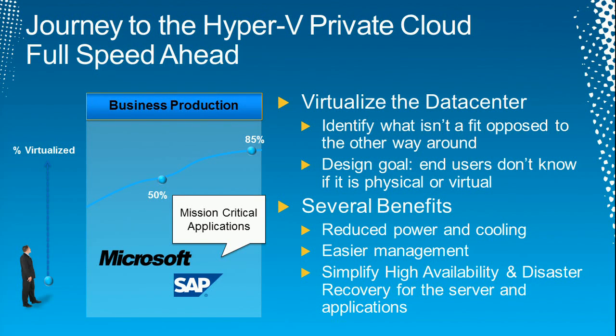And I'm starting to get more aggressive about virtualizing. I'm able to identify what's a fit as opposed to the other way around, right? Instead of trying to find low-hanging fruit, I'm trying to find things that can't be virtualized. So one of your design goals should be that the end users don't know if they're on a physical or a virtual, right? I have no idea when I log in to my machines if I'm on a virtual Exchange server or a physical Exchange server.